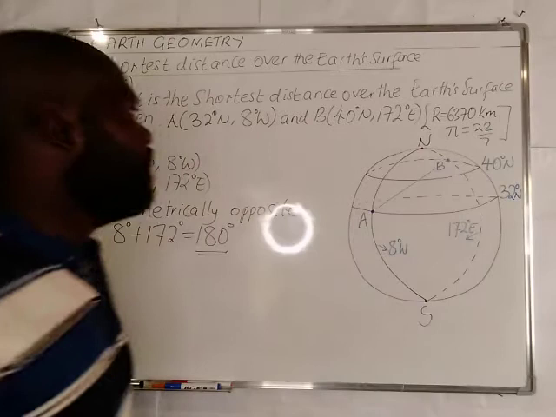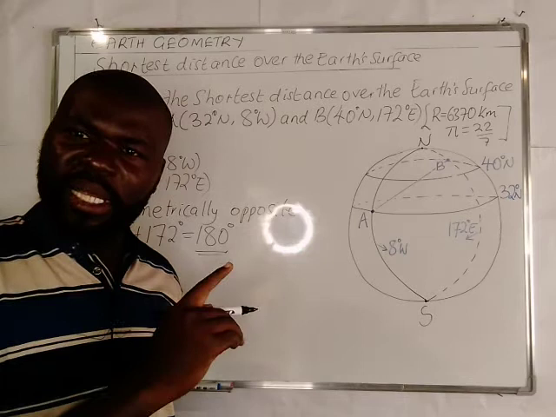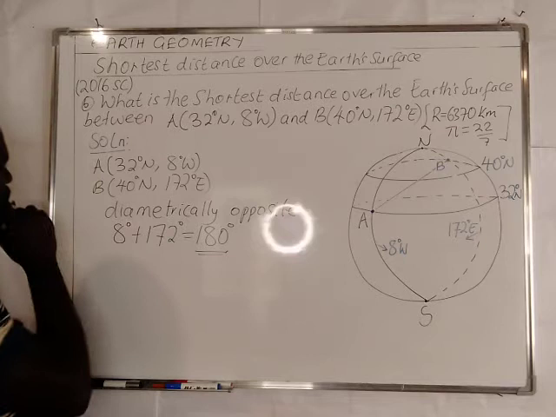So now, the way you do it. Once you determine that the two places are diametrically opposite by adding, and once you get 180 after adding, what you do is you just need to get your theta degrees.